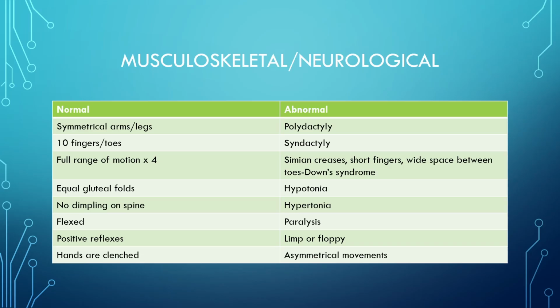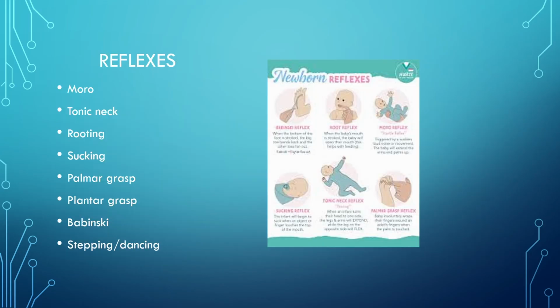Hypotonia or hypertonia is an abnormal finding. Paralysis, if they're limp or floppy, and then asymmetrical movements. What are our reflexes? Here they are. We have the Moro, the tonic neck, rooting, sucking, palmar and plantar grasp, Babinski, and stepping and dancing. Know how to elicit all of these. They should all be present in our newborn.